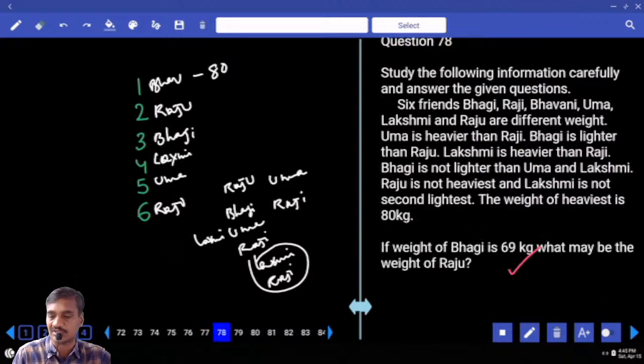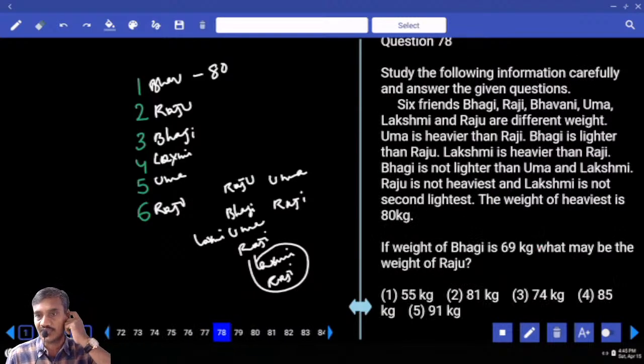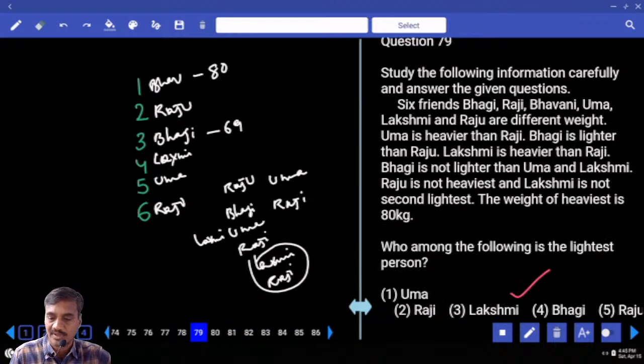Choice 3, question number 77. And if the weight of Bagi is 69, then what may be the weight of Raju? In between 69 and 80, that is choice 3, 74. Then who among the following is the lightest person? Raji is the lightest person, that is choice 2.